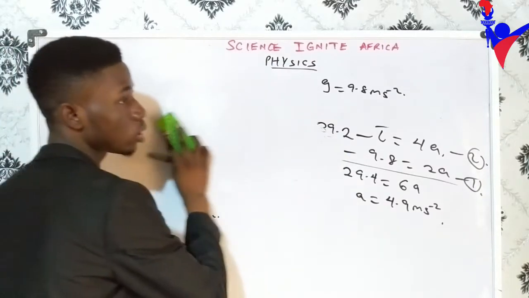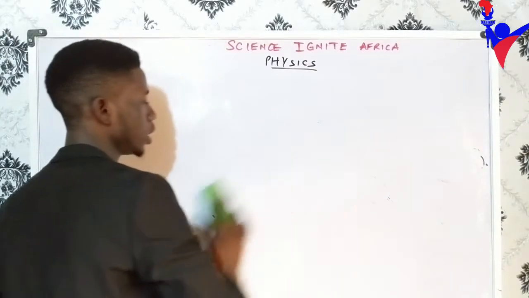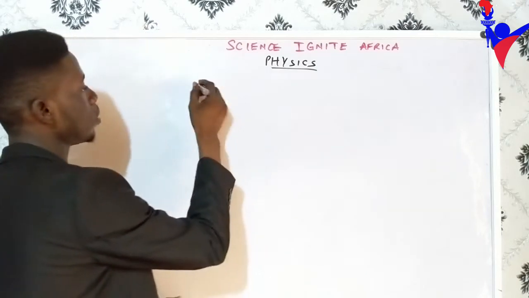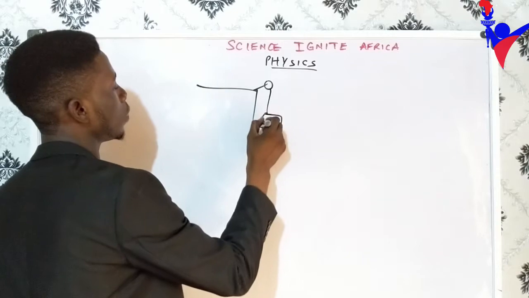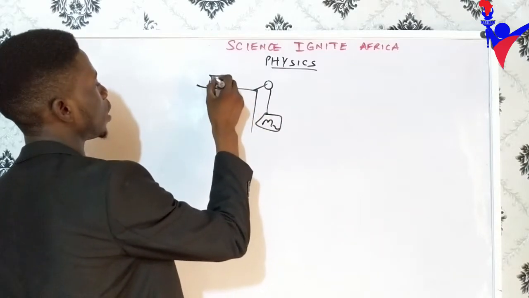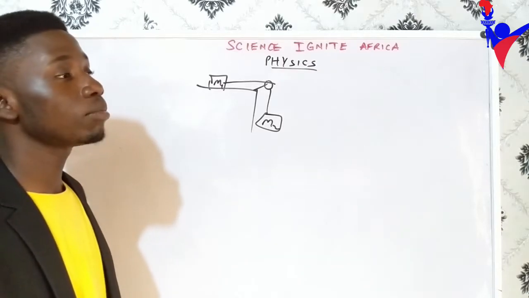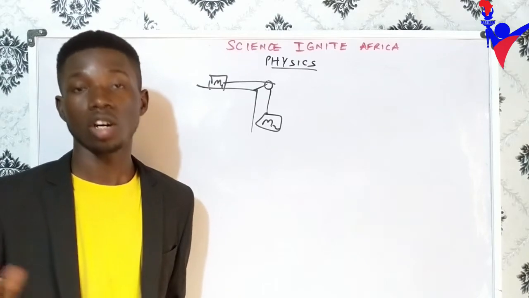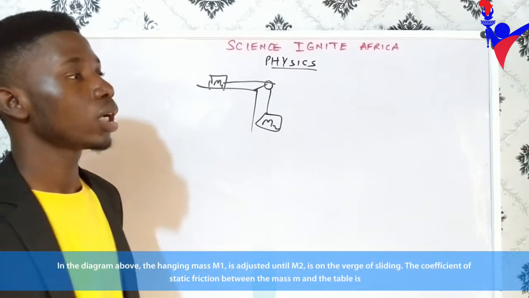Now this one is similar to what we just saw, but it's like a derivation. So let's see how we can go about it. We also have masses M1 and M2 here. So in the diagram above, the angle of mass M2 is adjusted until M1 is on the verge of sliding. On the verge of sliding.